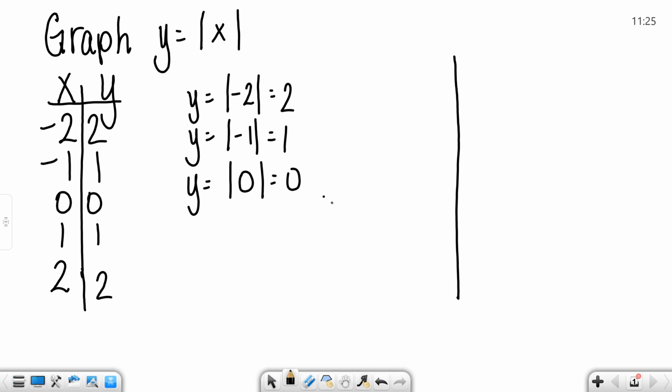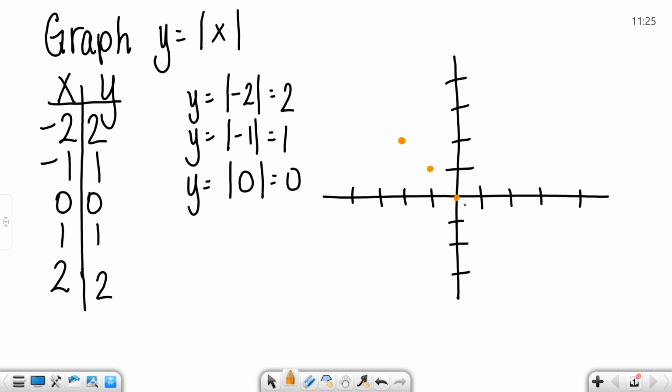So now we'll graph our ordered pairs. Sketch a little x and y axis. It is definitely best if you do this on graph paper, but certainly okay to sketch our little graph. Just make sure it's not so tiny. All right, so my ordered pairs are negative 2, 2; negative 1, 1; 0, 0; 1, 1; and 2, 2.